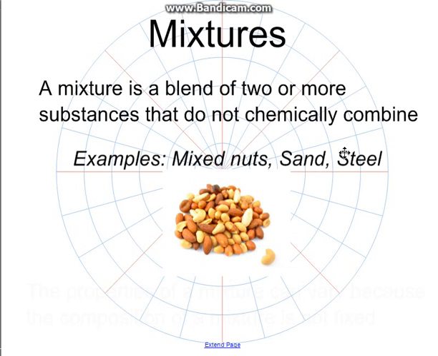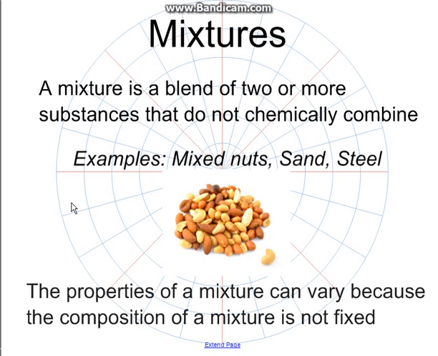Another example is sand, and a third example that you might not be aware of is steel. And the properties of a mixture can vary because the composition of a mixture is not fixed. So if we go back to our mixed nuts example, we could have 2 samples of mixed nuts, and one of them has way more peanuts than the other.